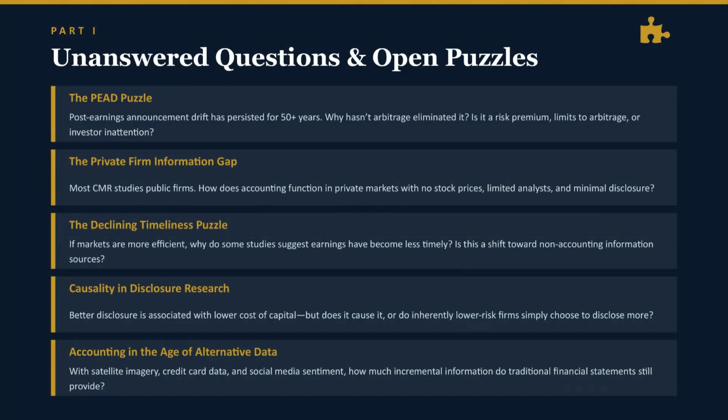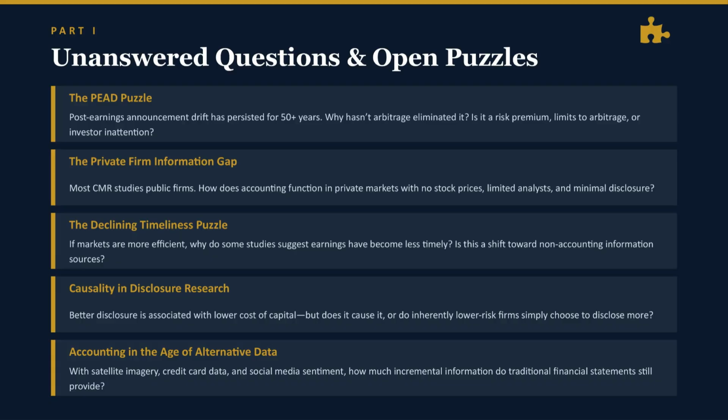Unanswered questions and open puzzles. The PAD puzzle. Post-earnings announcement drift has persisted for over 50 years since its discovery. Why hasn't arbitrage eliminated this anomaly? Is it a risk premium, limits to arbitrage, or investor inattention? The persistence of PAD remains one of the most embarrassing challenges to the efficient markets hypothesis.